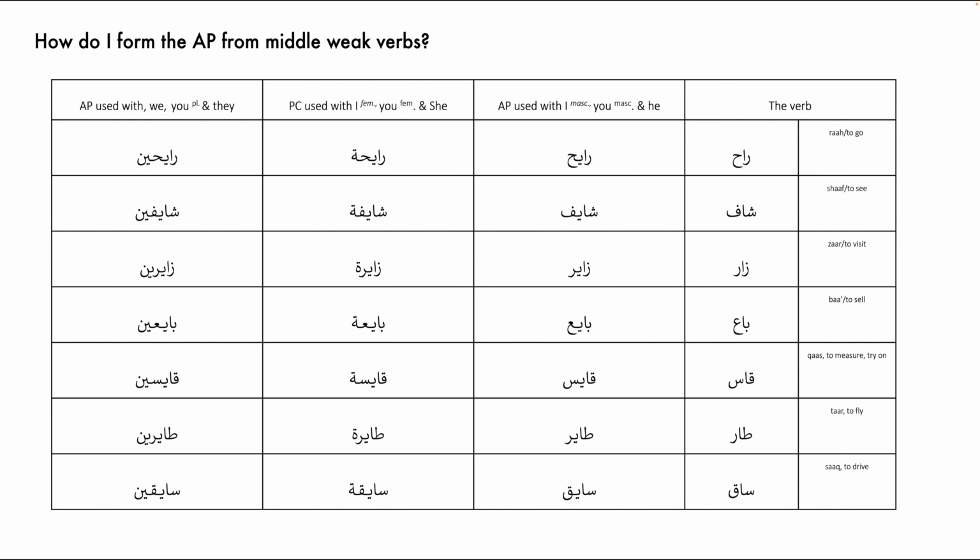Another little reminder: why the active participle is widely used in dialects, or in fact in all dialects, is because one conjugation could be used for three subject pronouns. Rayh could be used with I masculine, you masculine, and he. Rayha would be used with I feminine, you feminine, and she. Rayhin would be used with we, you group of people, and they. So this is the reason why they are very popular versus the conjugation for every subject pronoun.